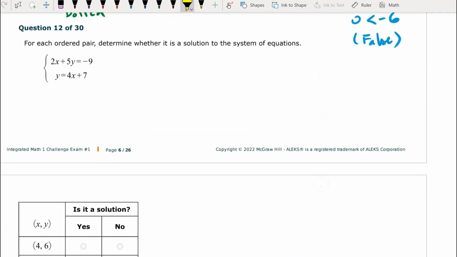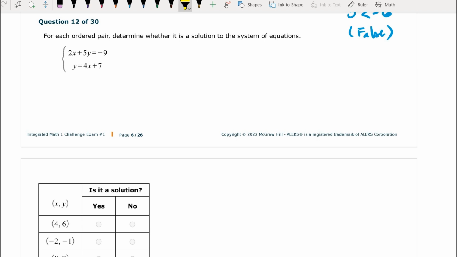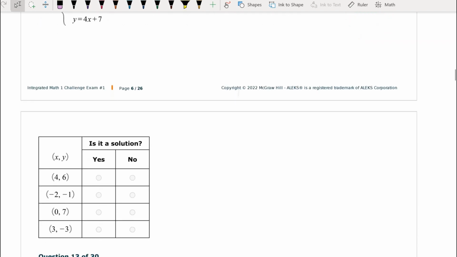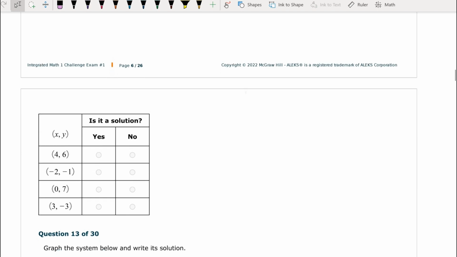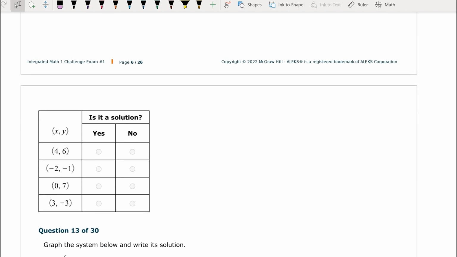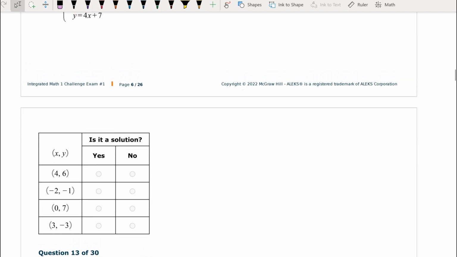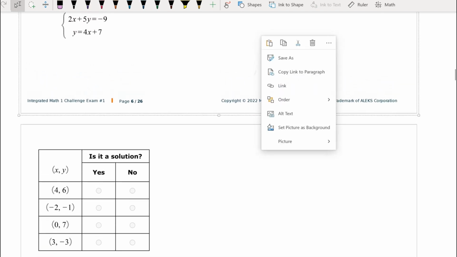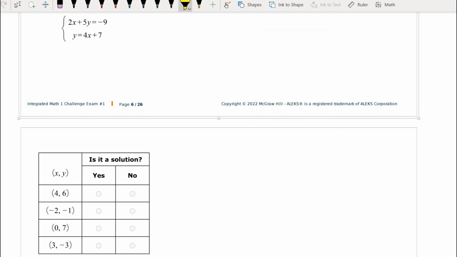Alright. Problem 12. For each ordered pair, determine whether it is a solution of the system of equations. On the second page, or on the back side of this page, you will see the set of solutions. One of them, or maybe more than one, will be a solution. There are two ways to do this: either you solve the system, or you check the solutions. I prefer to solve the system, because to me it's easier and less work compared to checking every single point, since you have to plug into both equations.